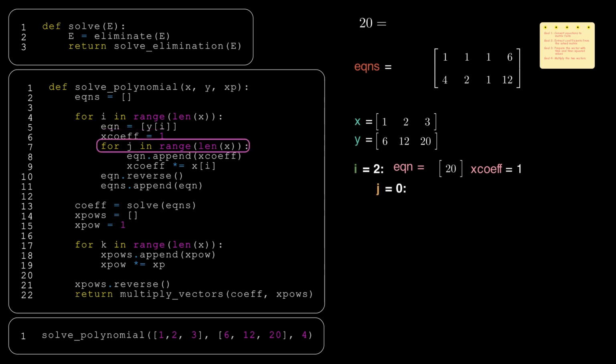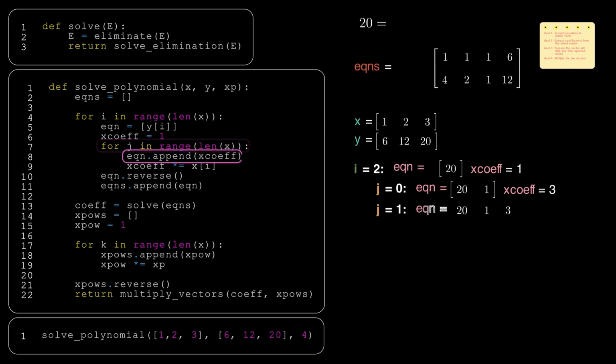In the first iteration of the J loop, x cof starts at 1. The first power of the time value, which is 3 to the power 0, is added to the equation. Then, x cof is updated by multiplying it with 3, making x cof equal to 3. In the second iteration, the next power of the time value, 3 to the power 1, is appended to the equation. X cof is multiplied again by 3, resulting in 3 squared. In the third and final iteration, the highest power of the time value, 3 squared, is added to the equation and x cof is updated again.